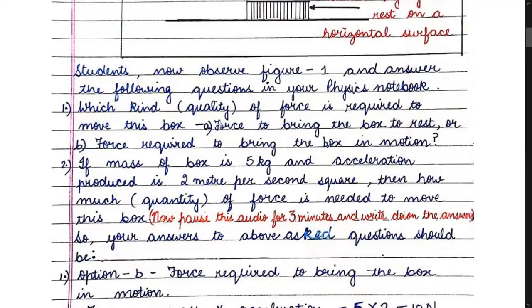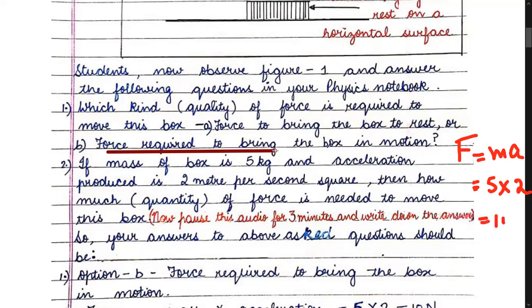Children, to move an object, I need to apply a force to bring the box in motion. So for first part, option B is correct. And for second part, I know the formula of force. According to second law of motion, it is mass into acceleration. So mass is given to be 5, acceleration is 2 meters per second square. So we'll have force of 10 Newton.